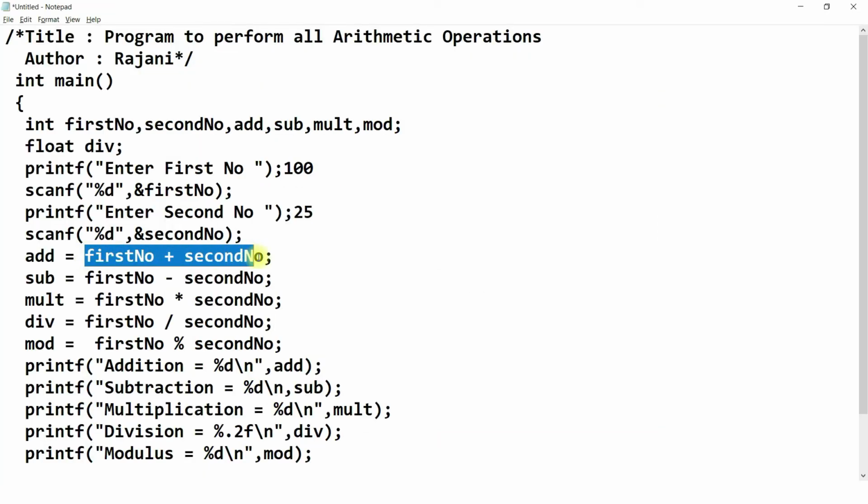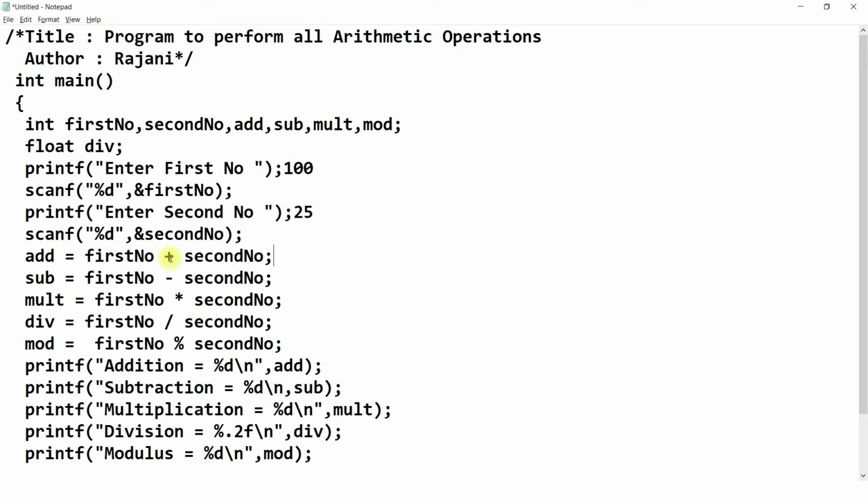When we look at this statement, first number plus second number, this is called an arithmetic expression. Then what is an arithmetic expression? An arithmetic expression is a combination of operands and operators. Let's say in this arithmetic expression, first number and second number are operands and plus is the operator. By using operands and operator, we are performing an operation which is called an arithmetic operation.